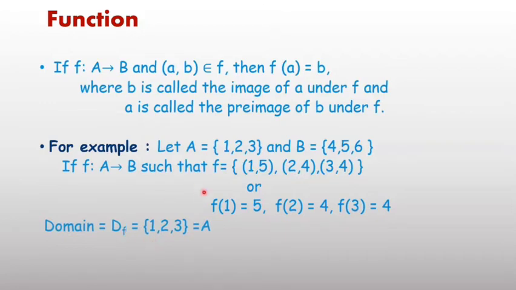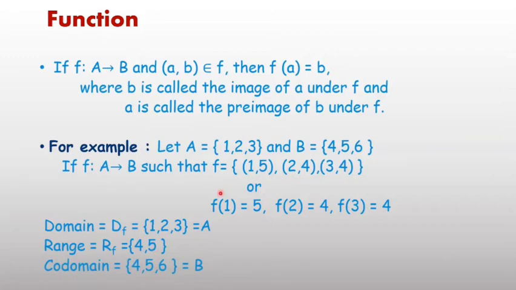Here domain equal to {1, 2, 3}, which is equal to set A. Range equal to the collection of second elements, meaning 5, 4, 4, which is {4, 5}. And codomain equal to the second set B, {4, 5, 6}. I hope in this example it is clear: the process to find domain, range, codomain, and image and pre-image.